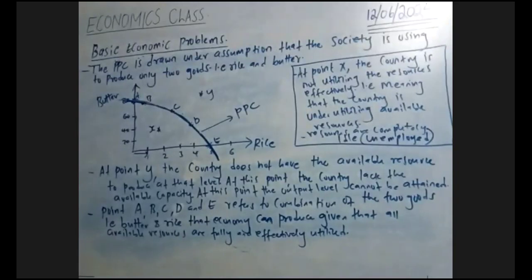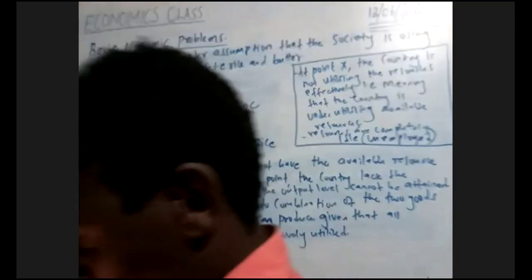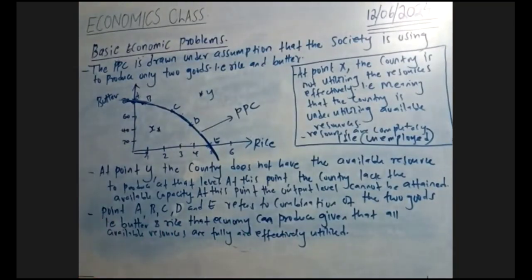So the output level cannot be attained. So that is all about the production possibility curve. So I have said everything so that it is easy.